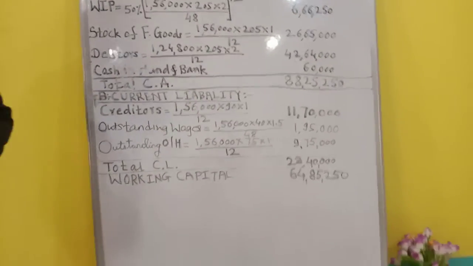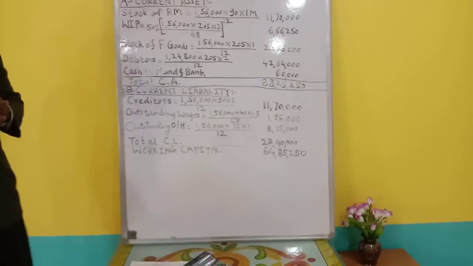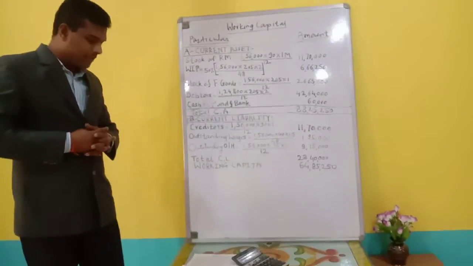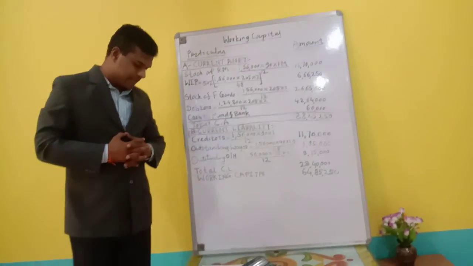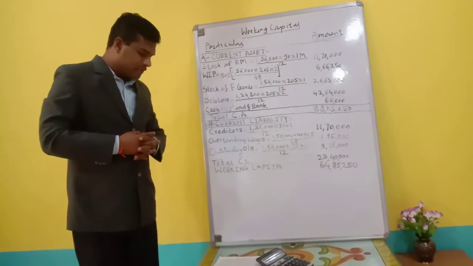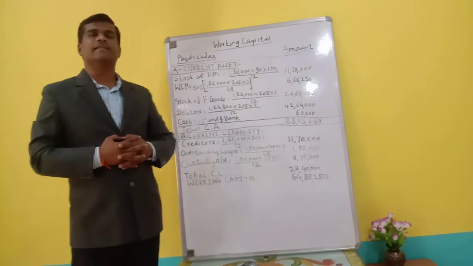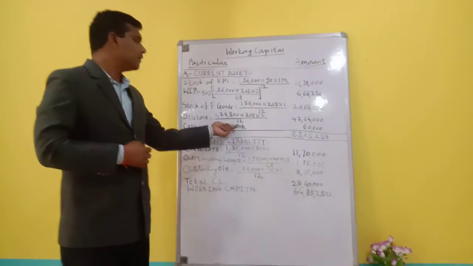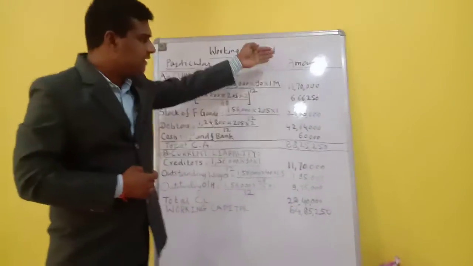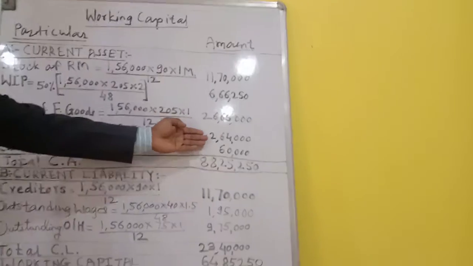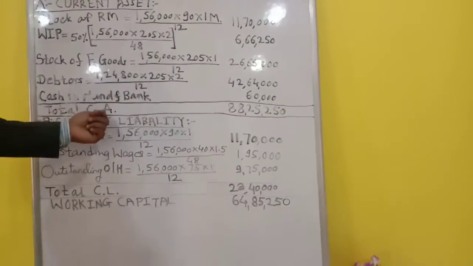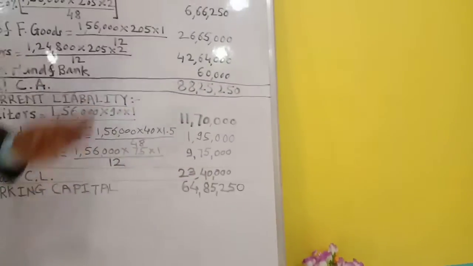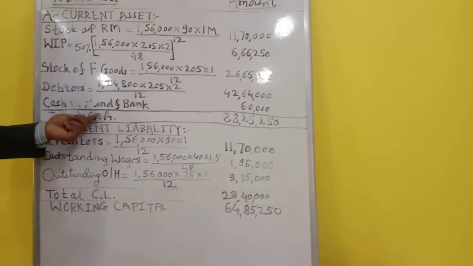When the problem goes ahead, there is next entry, lag in payment of wages. So it is an outstanding wage, so current liability. Next is lag in payment of overhead, again it is a current liability. Then next is cash in hand and bank is expected to be rupees 60,000. So this is your current asset item. So writing the same, cash in hand and bank rupees 60,000. So these are the total current assets. Adding all of these elements, you will get a sum of total current asset, that is 88,25,250.